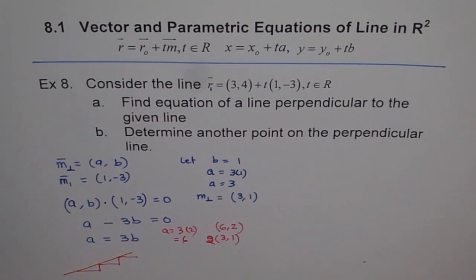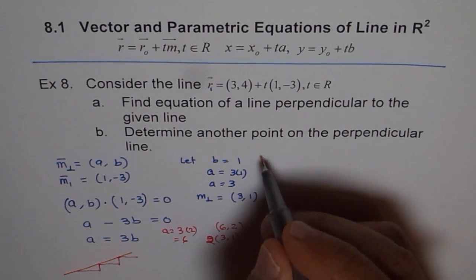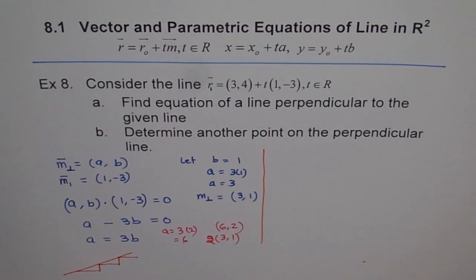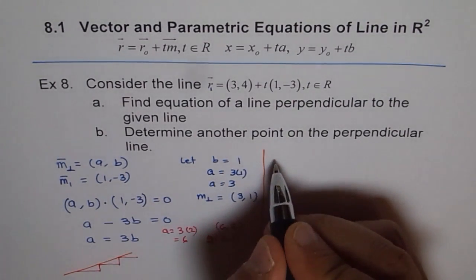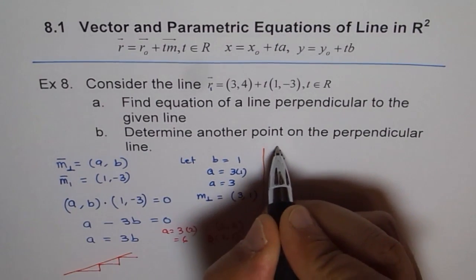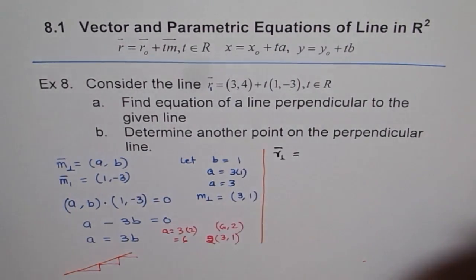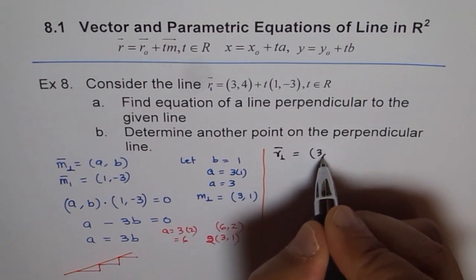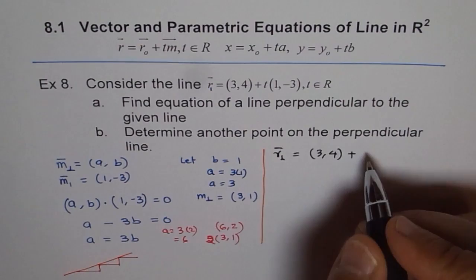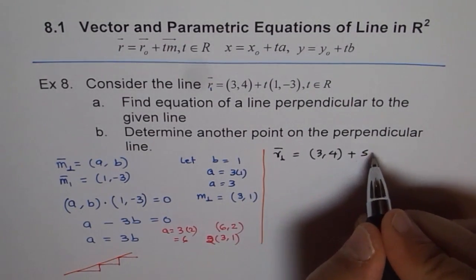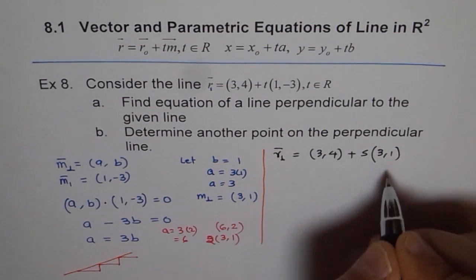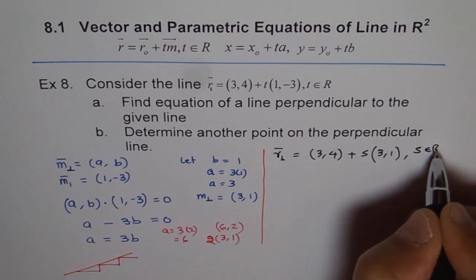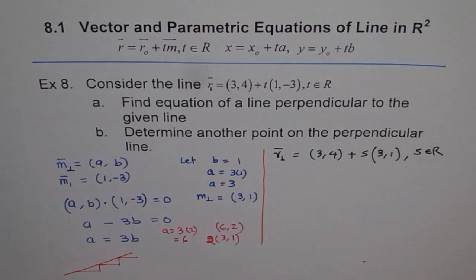Now once we get the direction vector, we can write the equation of the line. In which form do we want to write? Let's say vector form. So the equation of the perpendicular line, it could go through the same point, so we'll use the same point here: (3, 4) plus, instead of t I can write anything actually, so let me write s this time, s times (3, 1), where s belongs to the set of real numbers. Do you get it?